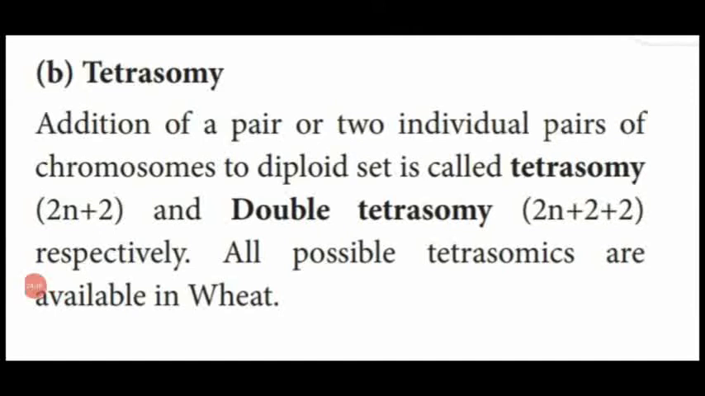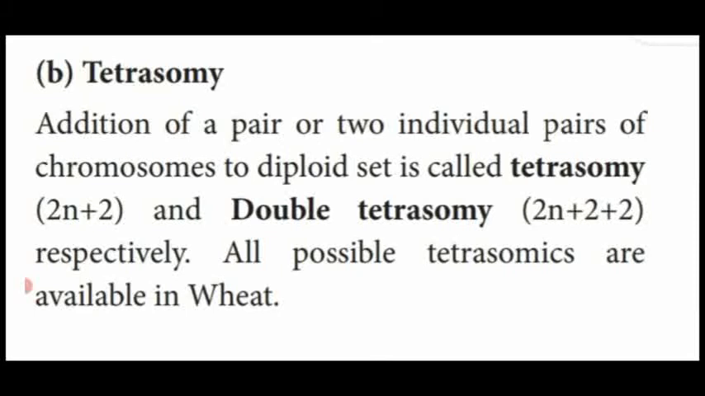Next one, trisomy. In trisomy, we are adding a single chromosome along with a diploid set of chromosomes, 2n plus 1. This is said to be simple trisomy. Another one, addition of two individual chromosomes along with the diploid set is known as double trisomy. The formula is 2n plus 1 plus 1.